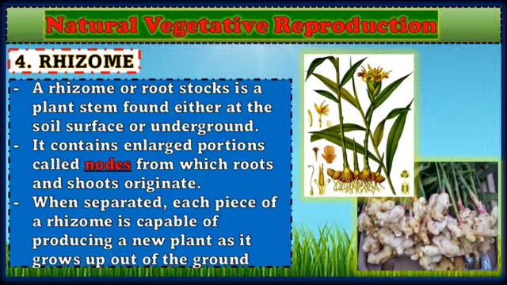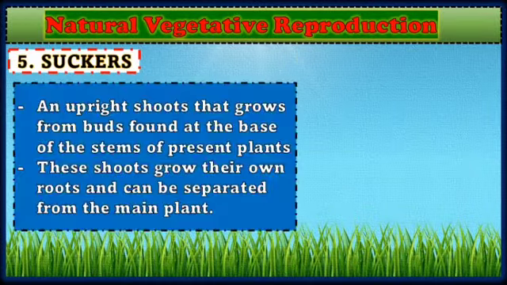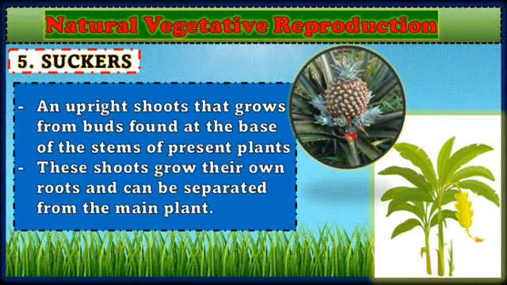Okay, another one, examples of natural vegetative process is what you call suckers or shoots. An upright shoot that grows from buds found at the base of the stems of present plants. These shoots grow their own roots and can be separated from the main plant. So, pwede mo na daw siyang i-separate kapag okay na yon dun sa shoots na yon. So, the other name of suckers is shoots. So, what are examples of this? We have the banana plant and we have the pineapple.